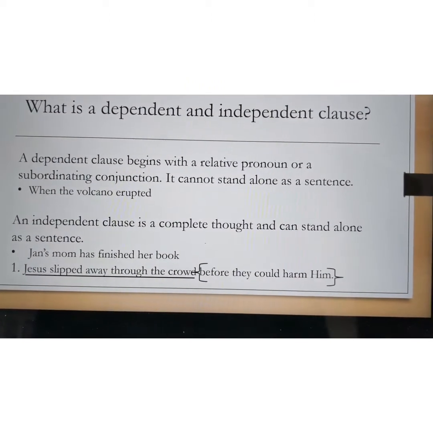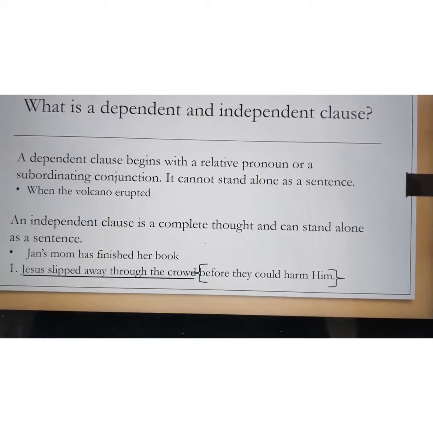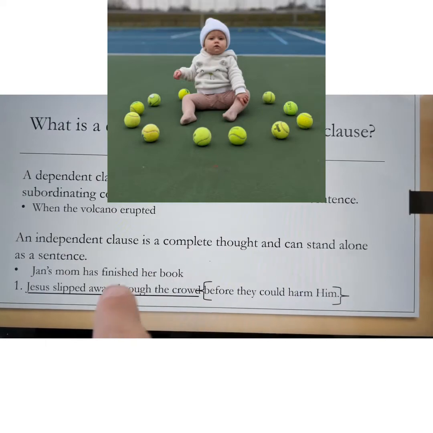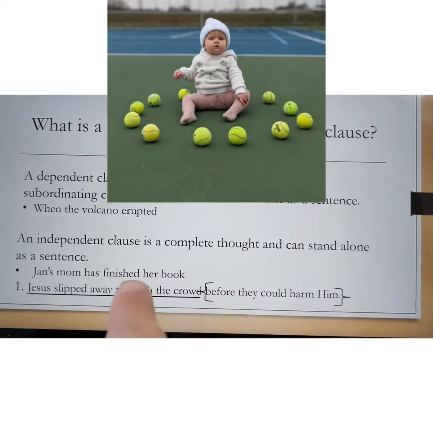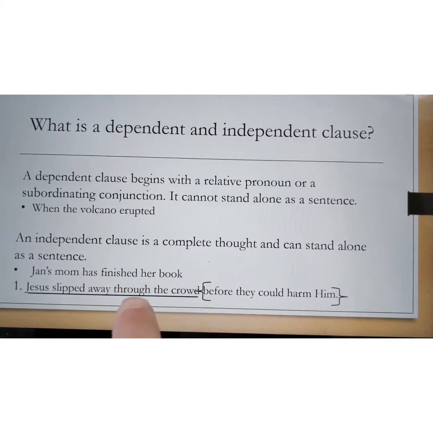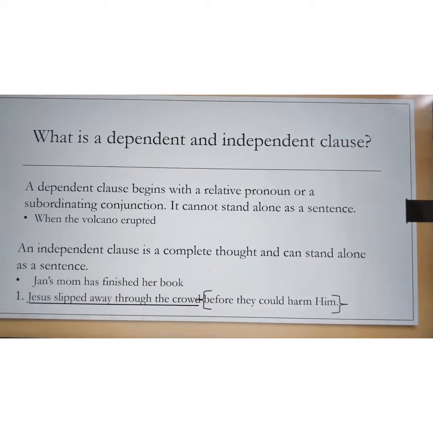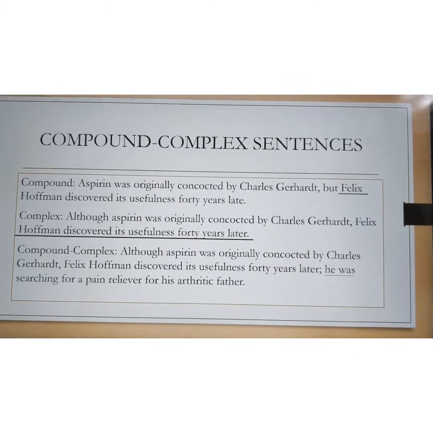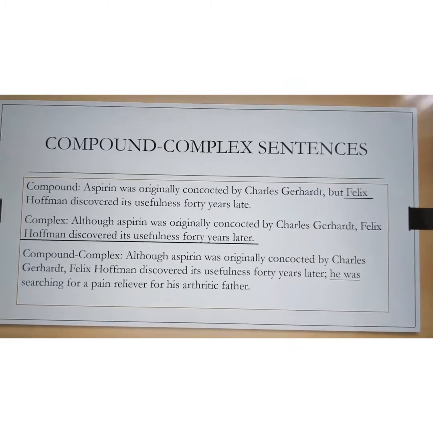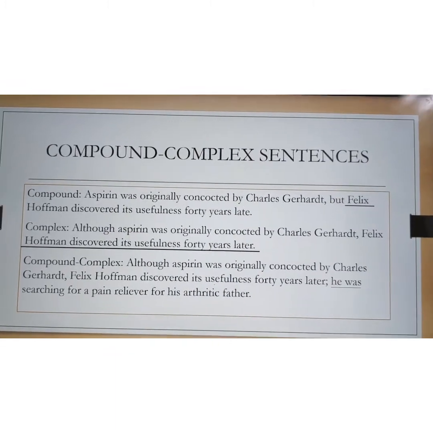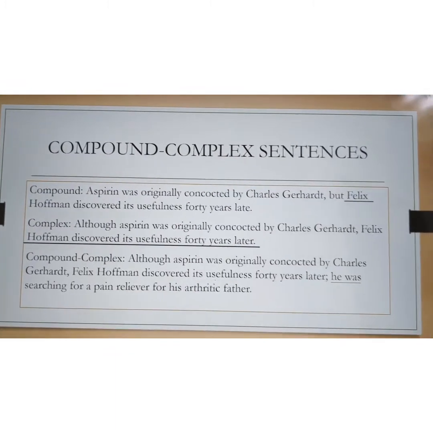But if we would just say, before they could harm him, that wouldn't make any sense, would it? So this clause is depending upon the other clause to make sense. So it's dependent on our independent clause. All right? Hopefully that isn't too confusing. Now, you can go ahead and pause the video and do your first two. You can bracket your dependent clauses and underline your independent clauses.